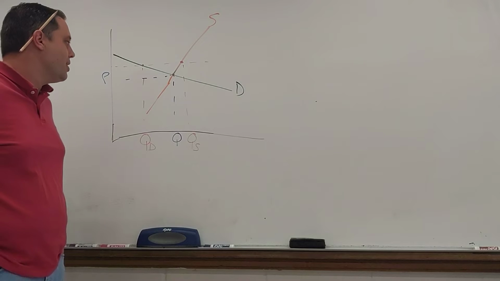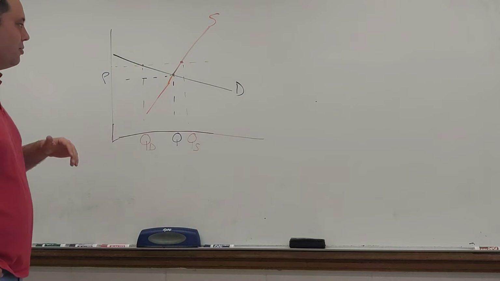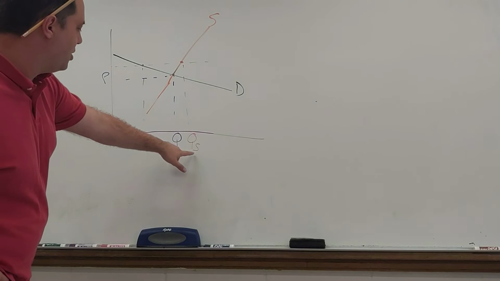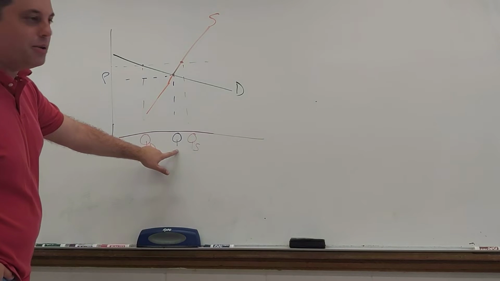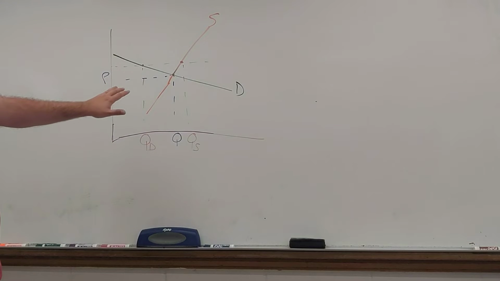Now, one of the things that you may have noticed as you're looking at this is going, wait, that quantity supplied is way closer to the equilibrium. That quantity demanded is way further away. This graph looks a little off.